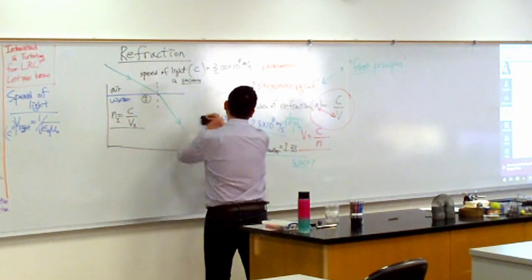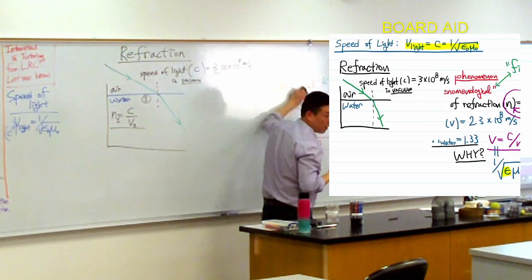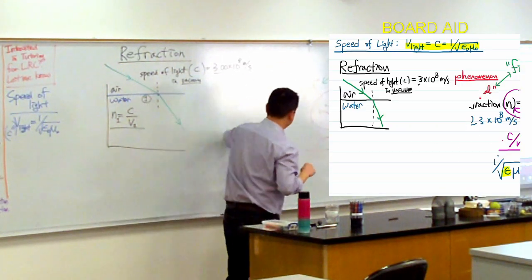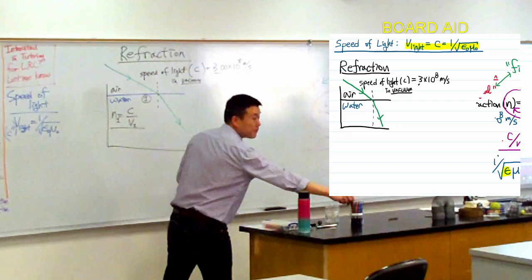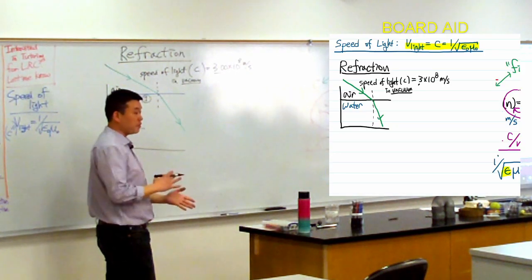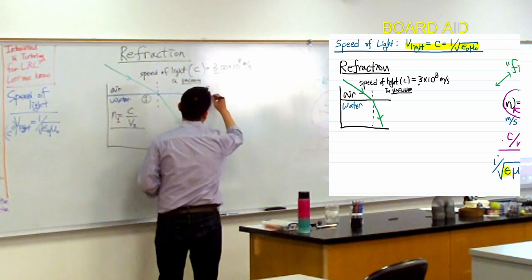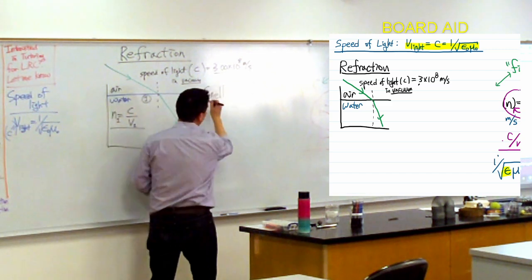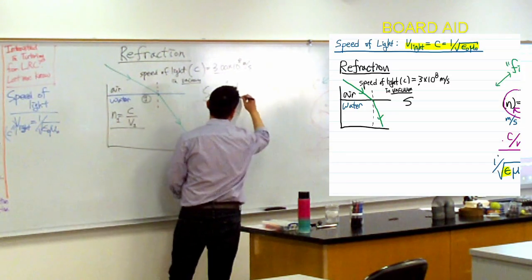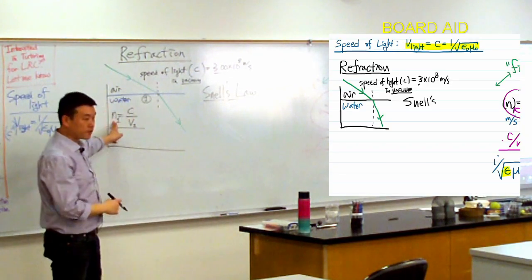So once again, Snell's law, you could look at it as a phenomenological law, as in people found that it somehow just worked. But we can actually justify Snell's law based on our understanding of light as a wave. So this is what Snell's law says. This is how you spell Snell. So Snell's law involves the index of refraction.